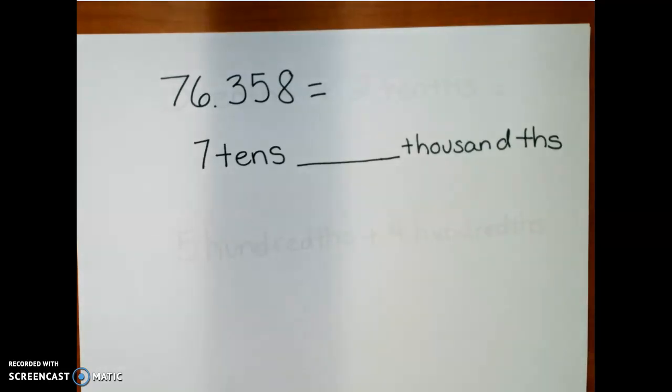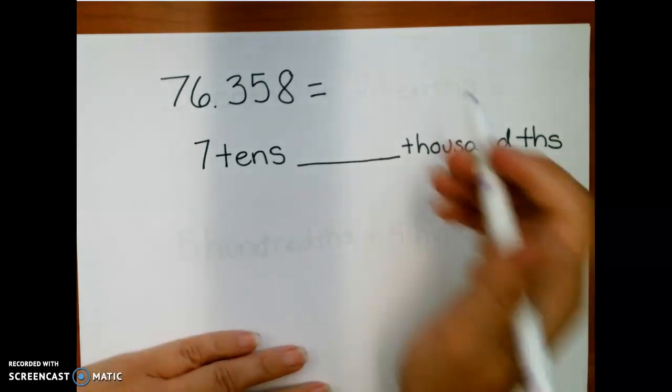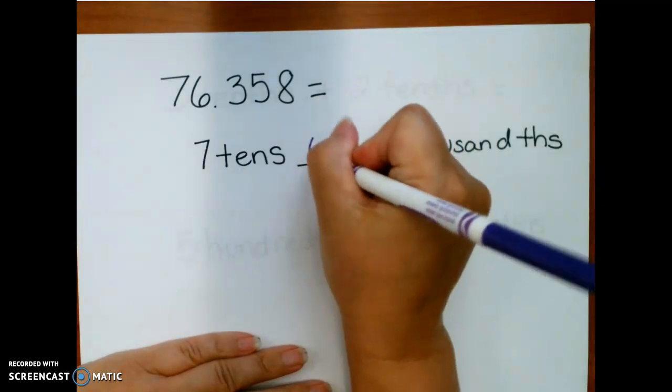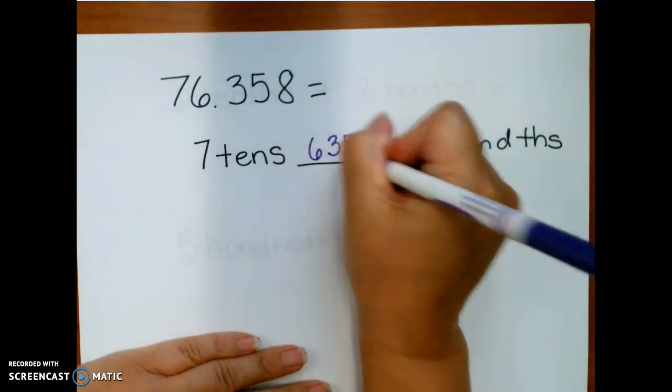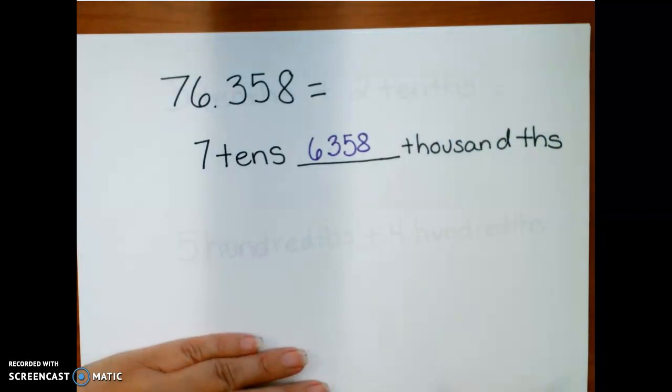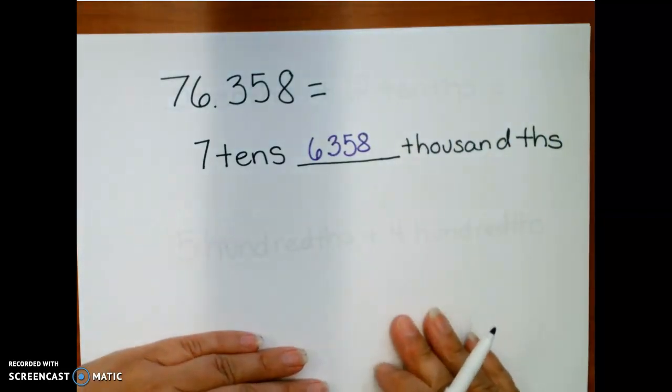76 and 358 thousandths equals how many tens and how many thousands? It equals 7 tens and how many thousandths? It equals 6,358 thousandths.